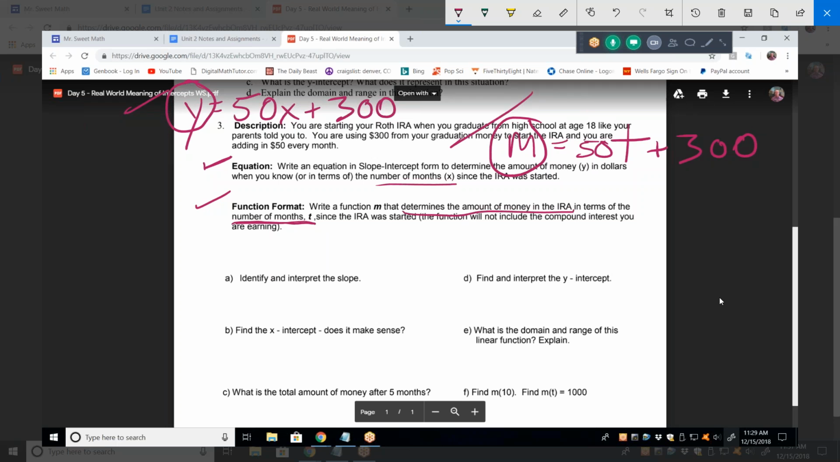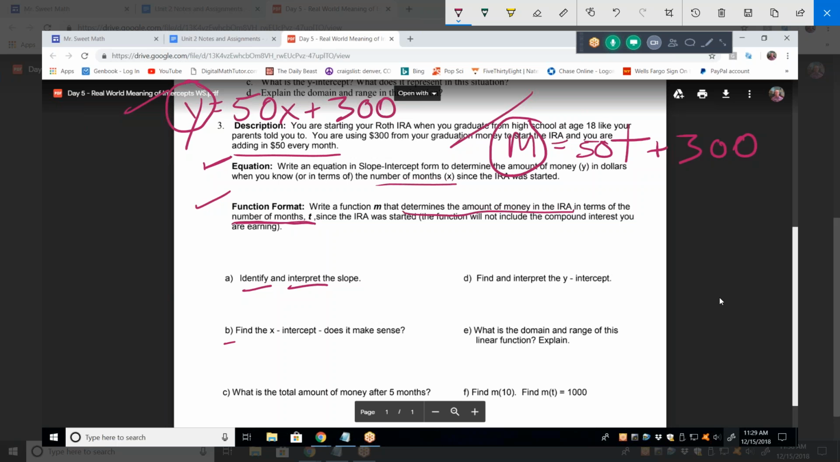Yeah. Okay. So identify and interpret the slope. What's the slope of either equation? Is it 50 over 1? Yeah. So what does that mean? 50 over 1. And what's that mean in the context? It says interpret the slope. You've identified it. 50. What's it mean? And every month you invest 50? Exactly. Every month you're adding $50.